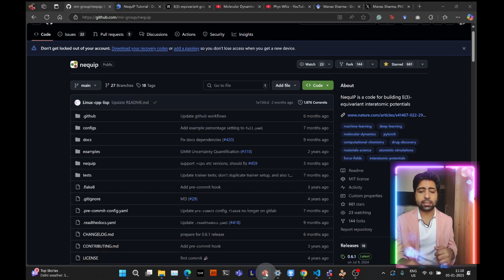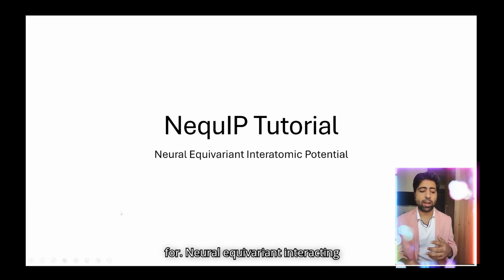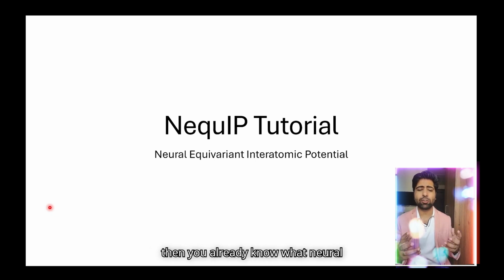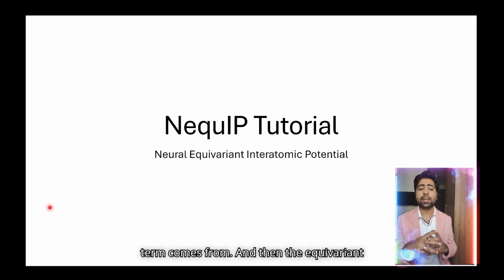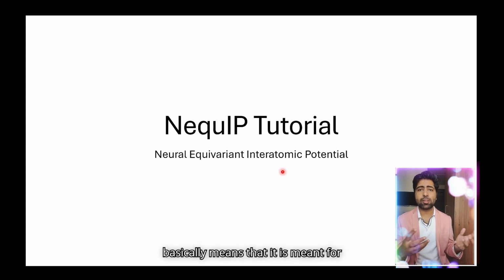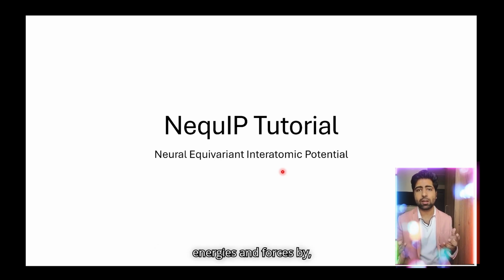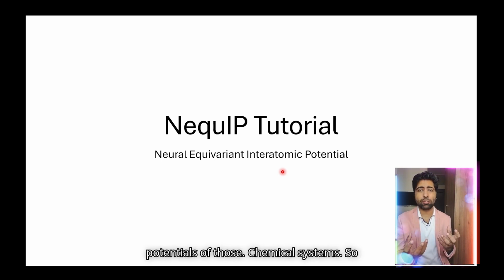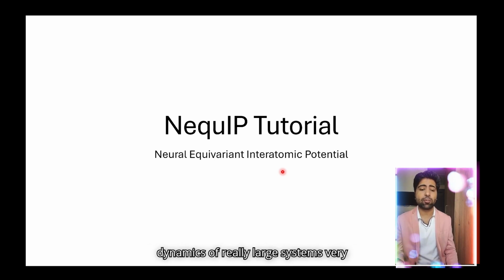So what is NequIP? NequIP stands for Neural Equivariant Interatomic Potentials. If you are slightly familiar with machine learning, then you already know what neural networks mean. So that's where the neural term comes from. And the equivariant term I'll explain in a few moments. The interatomic potential means that it is meant for chemical systems and predicting the energies and forces by learning the interatomic potentials of those chemical systems. So it can be used for performing molecular dynamics of really large systems very quickly.